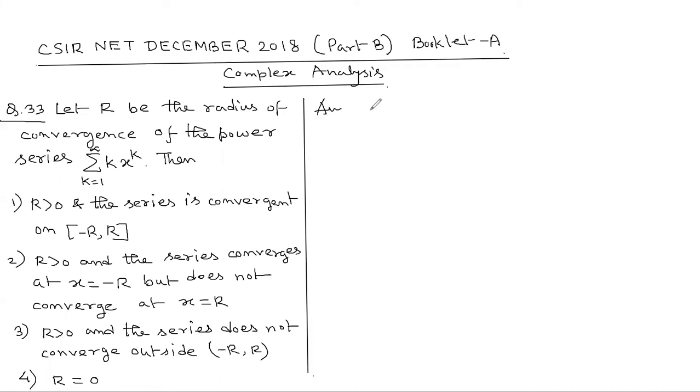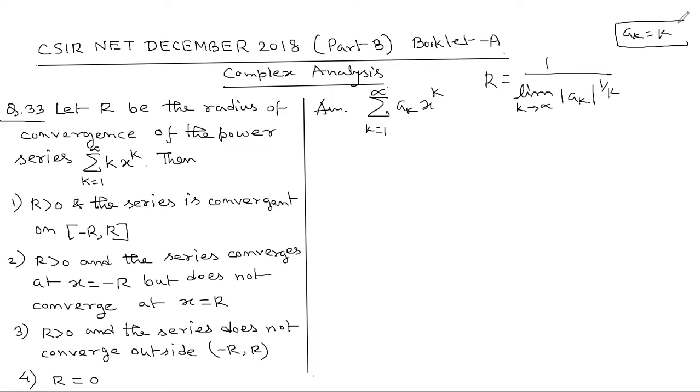Now for a given power series, sum over k equal to 1 to infinity of a_k x^k, we can find the radius of convergence R from the limit as k tends to infinity of mod a_k to the power 1 by k. Now for the given problem, a_k is equal to k, the coefficient is k. So here we are getting the limit as k tends to infinity of k^(1/k), which is equal to 1. So the radius of convergence of this power series, k x^k, is 1. So the fourth option is incorrect.